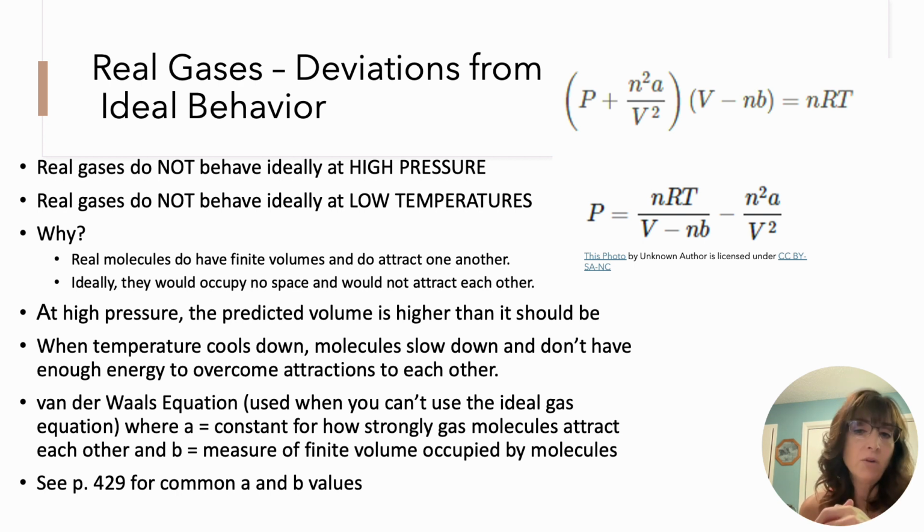But how can we make better predictions when gases don't behave ideally? And that is where we use the van der Waals equation. And I've given you a couple different variations on this slide. You can also find it in a textbook. And there's also some examples in the textbook, but on page 429 are common A and B values. Basically, all we're doing here is we're making that adjustment for the pressure and the volume to make it more realistic.